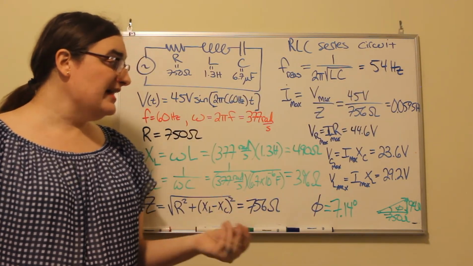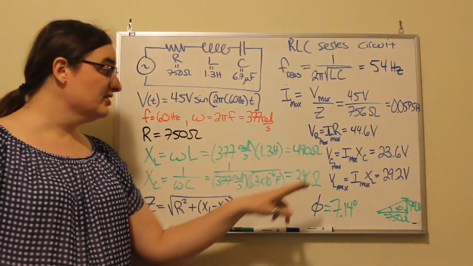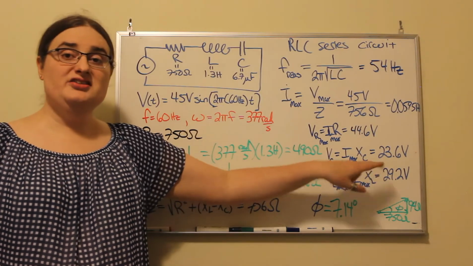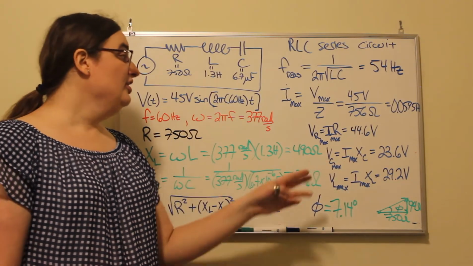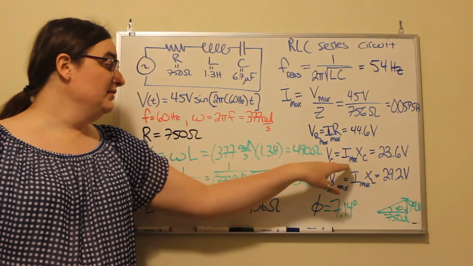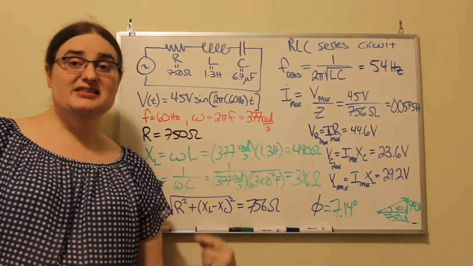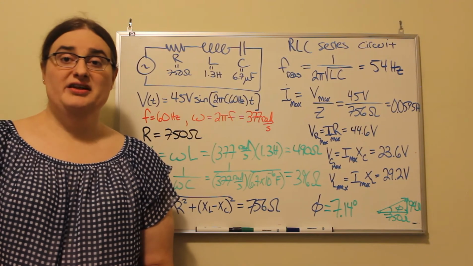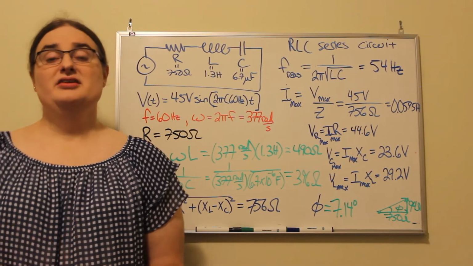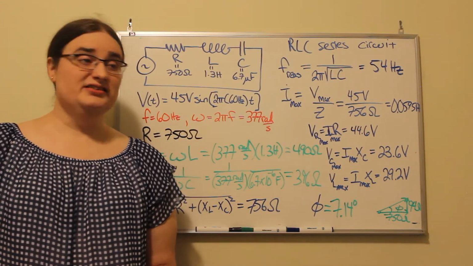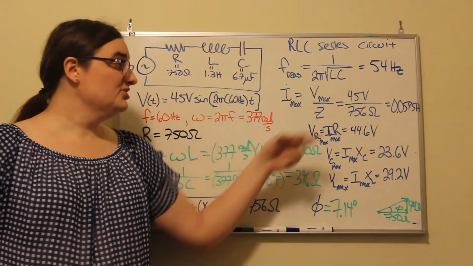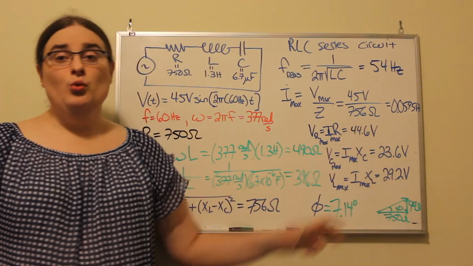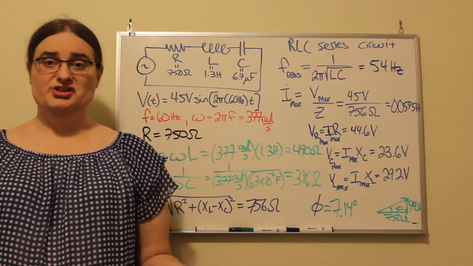Now for our capacitive and inductive reactance, the voltage on our capacitor is going to be our current times our capacitive reactance. So I have 59.5 milliamps times 396 ohms. That gives me 23.6 volts. And for the inductor, it would be my current times my inductive reactance. So it would have 490 ohms times my 59.5 milliamps, which gives me 29.2 volts.